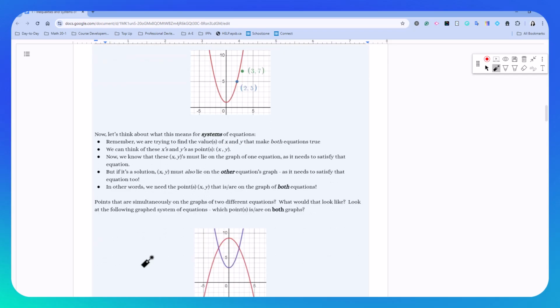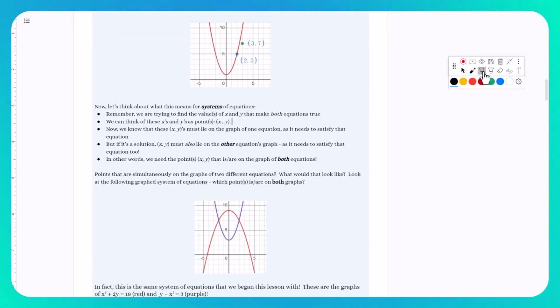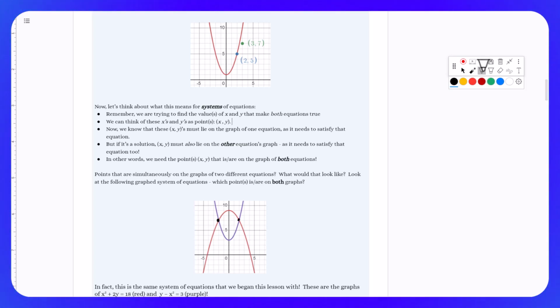Now, points that are simultaneously on the graph of two different equations, what would this look like? Look at the following graph of a system of equations. Which points are on both graphs? Take a moment and mark on your paper where you think those are. Well, if you said that these points would be the ones where the graphs are intersecting, you would be right.